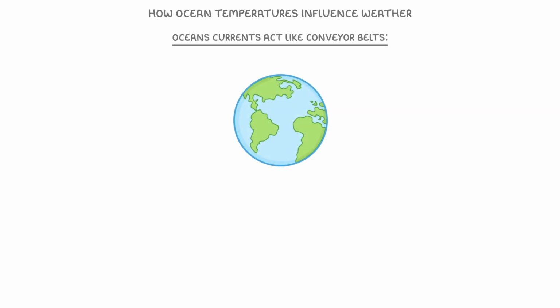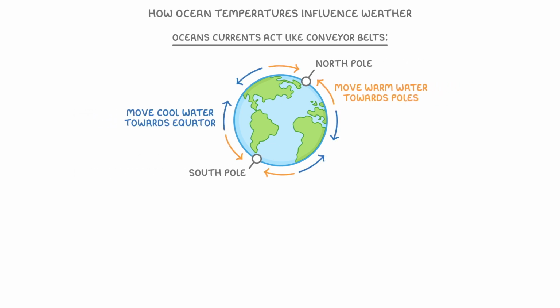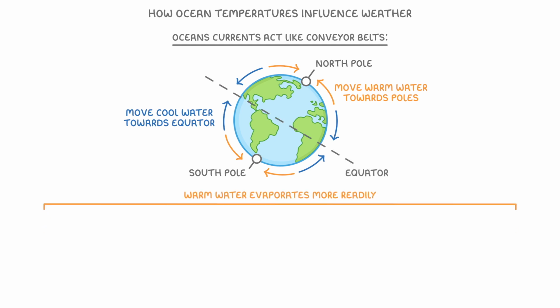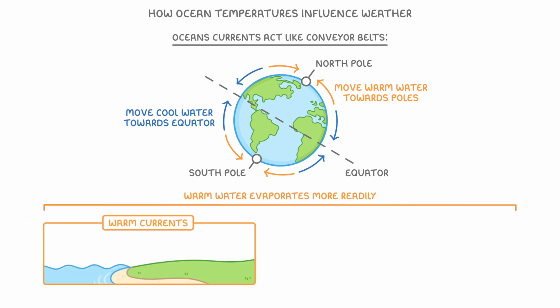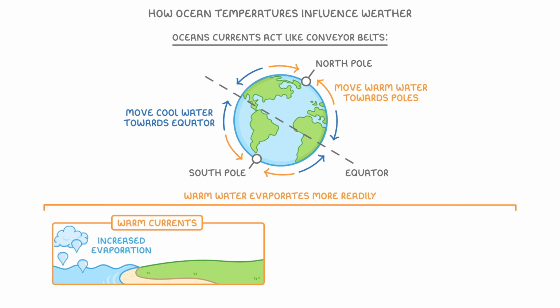Finally, let's go over how ocean temperatures influence weather. Ocean currents act like conveyor belts, moving warm water towards the poles, here, and cool water towards the equator, which is this line here. Because warm water evaporates much more readily than cool water, when warm currents flow past coastlines, this increases evaporation and often creates more rainfall.